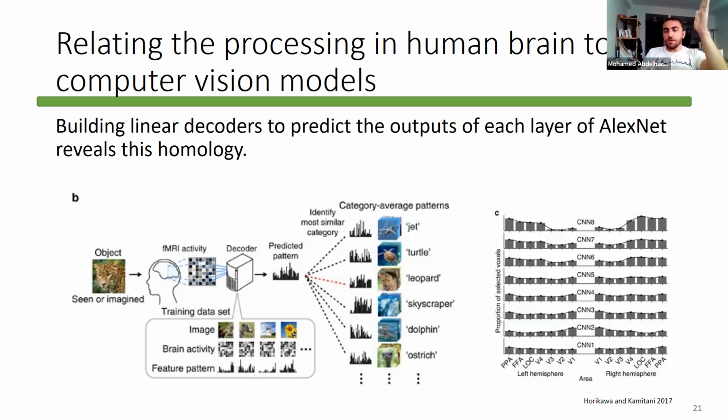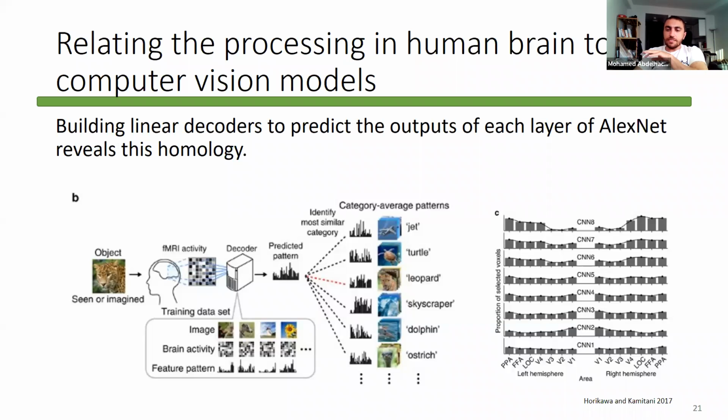So you remember this conv1, the output of it, the conv2, conv3, conv4, etc. until the last layer. So here these are CNN1, 2, 3, up to 8. CNN1 is the one that is closest to the image, and 8 is the deepest one. And then they try to predict that from the brain data. So you're basically projecting the brain data and the neural network data onto the same space, so then you can actually compare them. And then the interesting part, you can actually measure how similar they are.